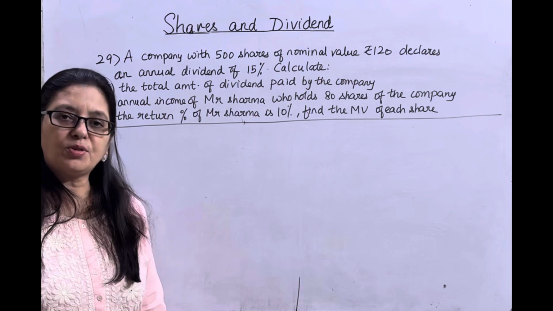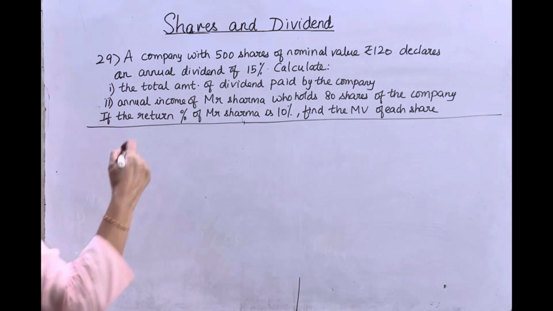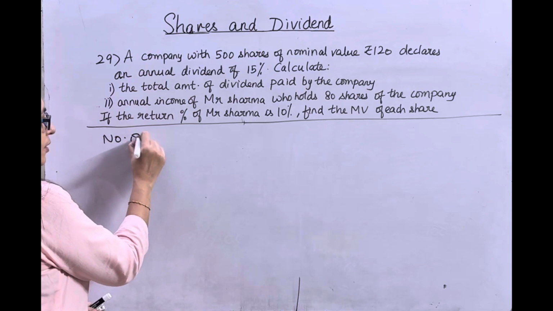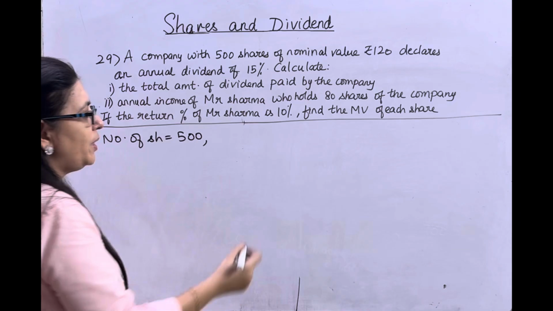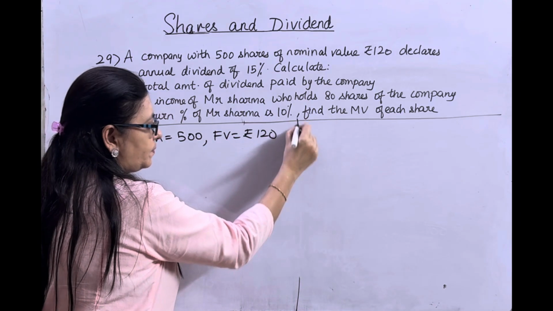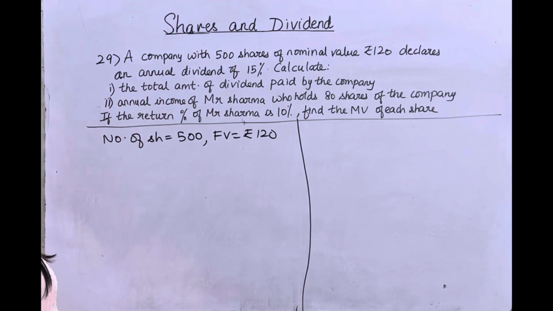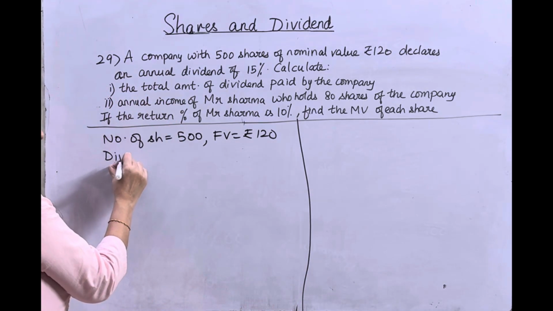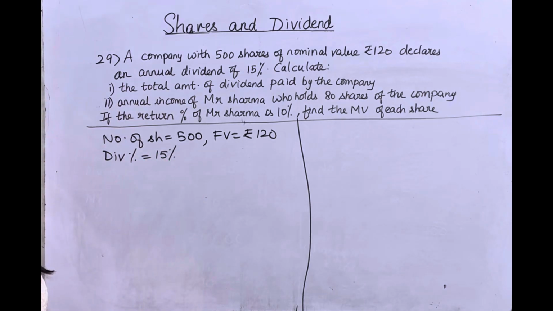It's coming to the last question. A company with 500 shares of nominal value. So number of shares is 500. Okay? Nominal value, that is face value, is rupees 120. Okay? Declares an annual dividend of 15%. So dividend percent is given as 15%. Calculate the total amount of dividend paid by the company.